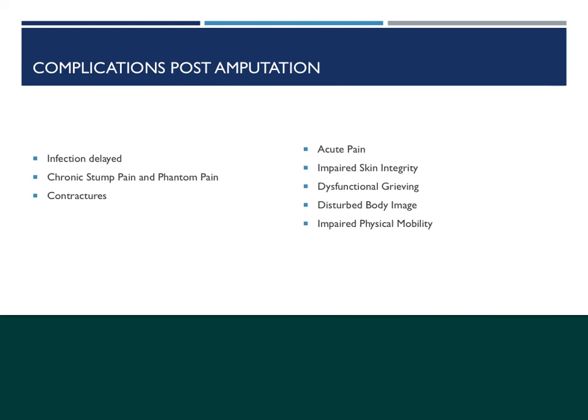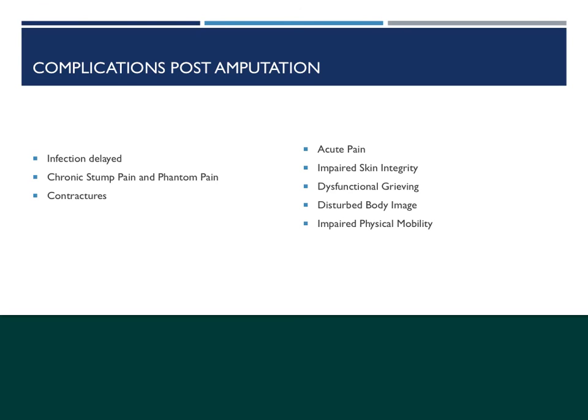What we would like for them to do, if possible and not contraindicated, is to lie on their belly for 30 minutes 3 to 4 times each day, and this will also help prevent contractures. And we've talked about chronic stump pain and phantom pain previously.